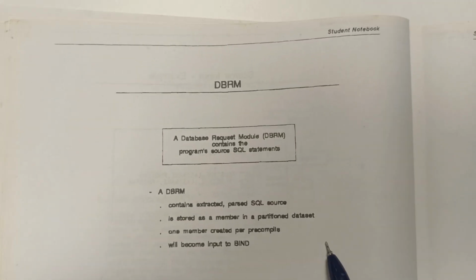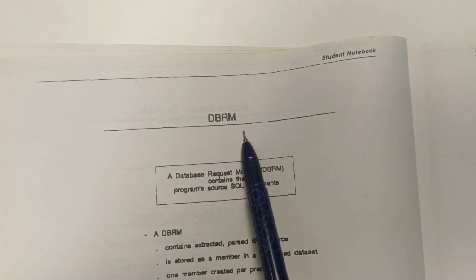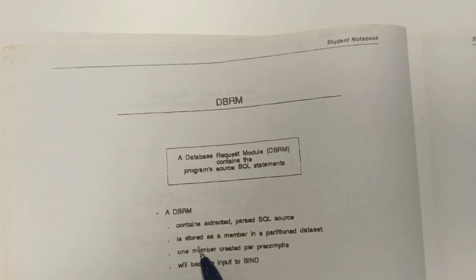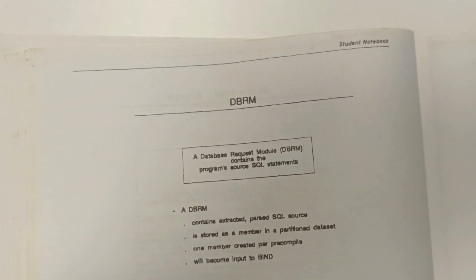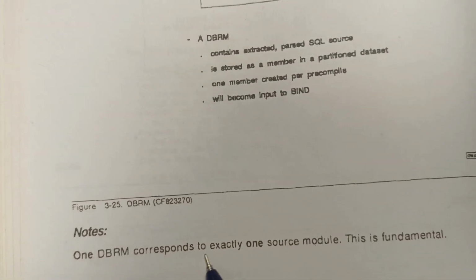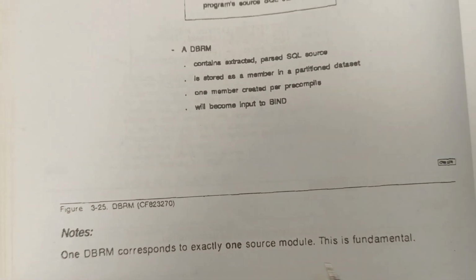Friend, this is another important point. What is the input for the bind? We have to say the DBRM is the input. The DBRM contains the extracted SQL source, stored in a member of a partitioned data set. And one more point: one DBRM corresponds to exactly one source module.